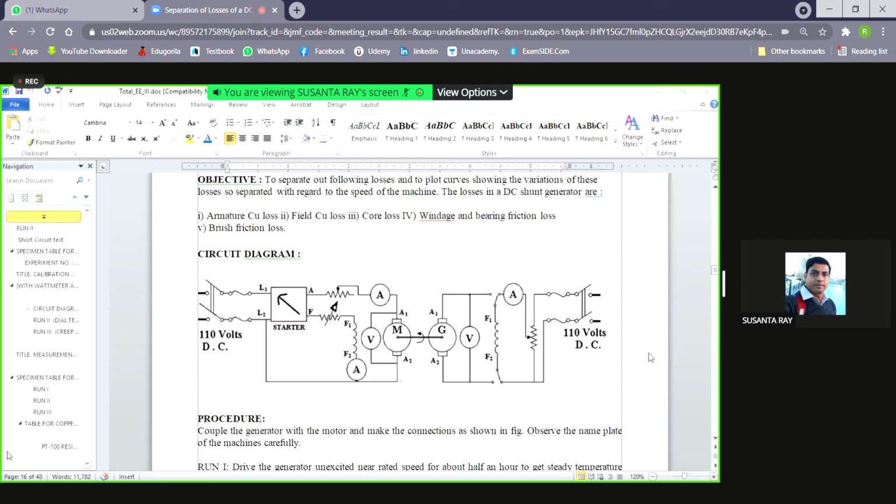Rheostats have three terminals, there are 3 terminals in rheostats, 2 fixed terminals and a variable terminal. Now you tell me, yes, sir, what is the difference?